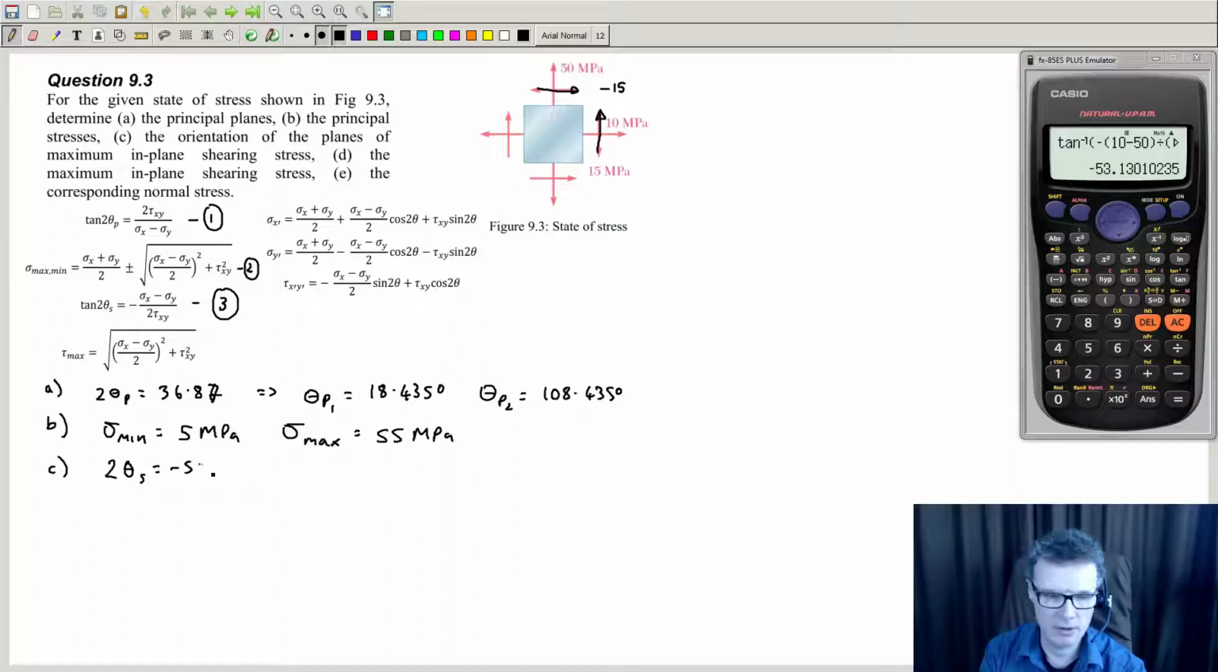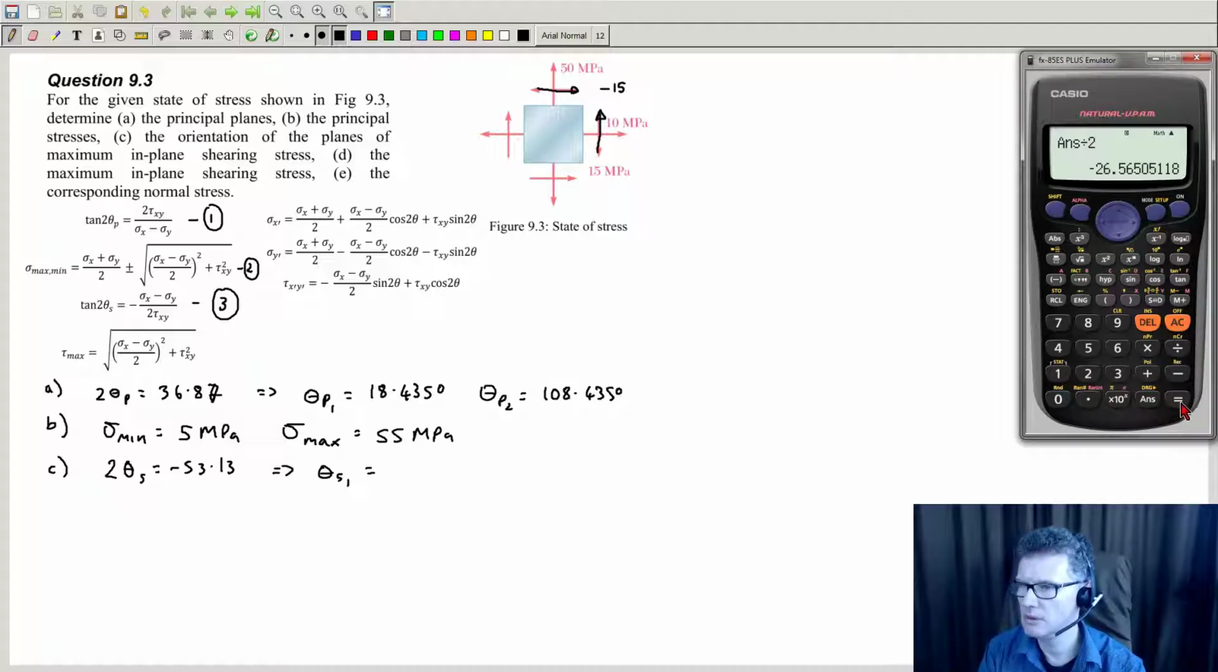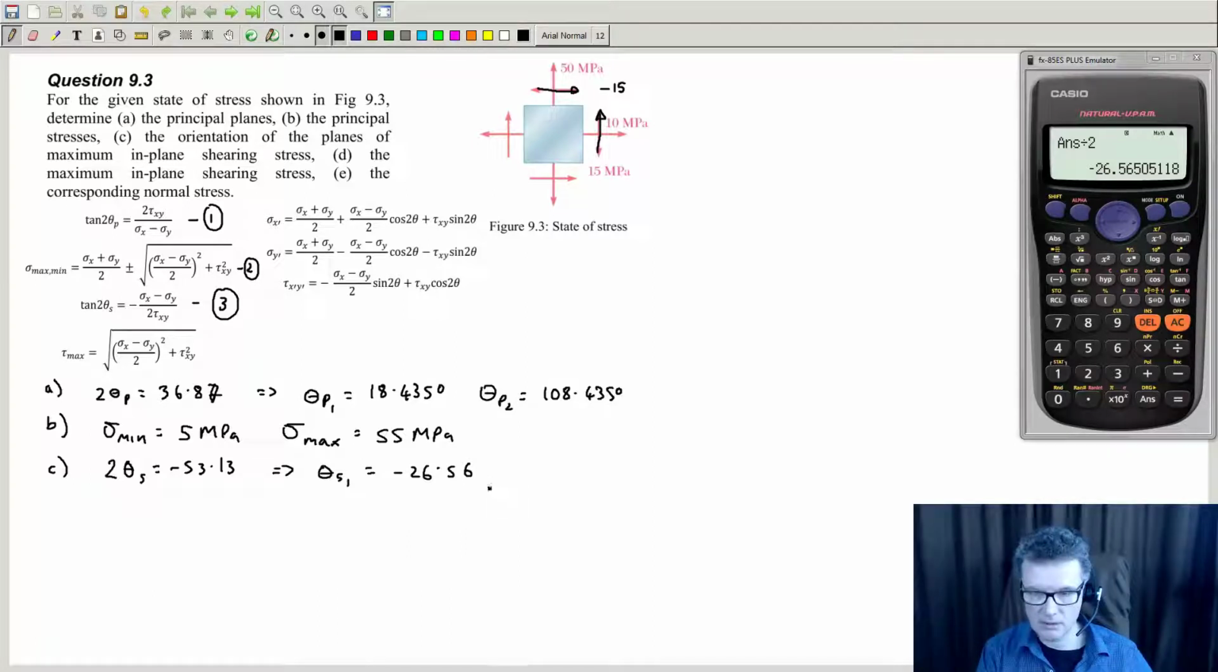minus 53.13. So the first shear angle, I probably only want the first, divided by 2, is minus 26.565 degrees. Okay, part D is the maximum shear.